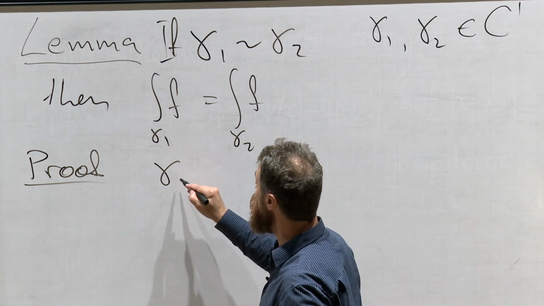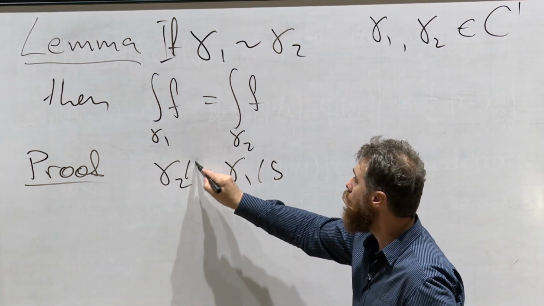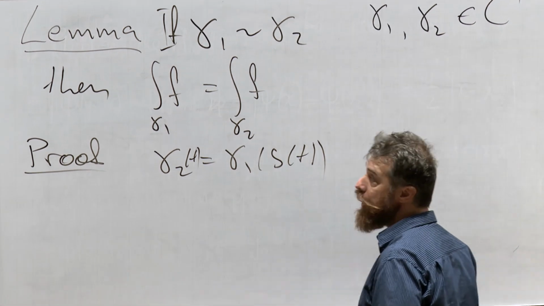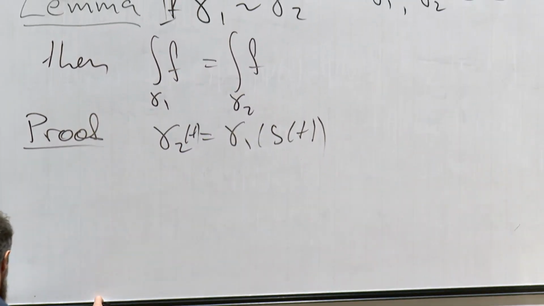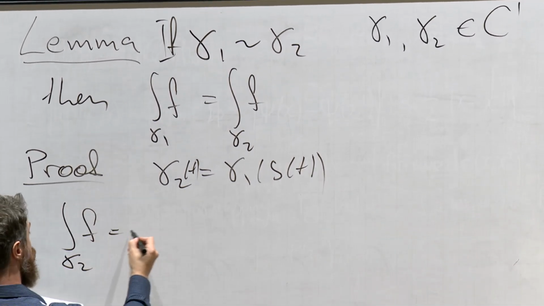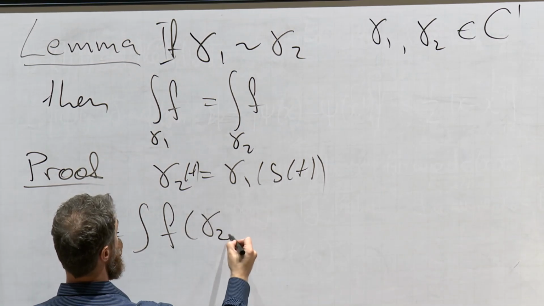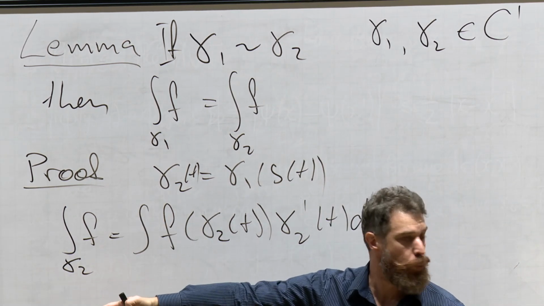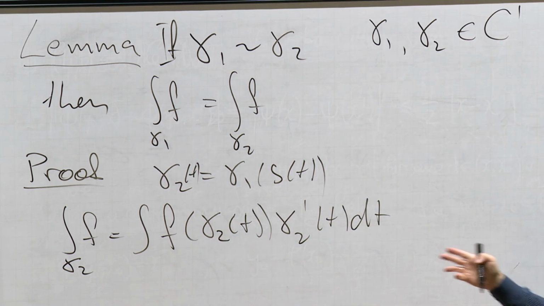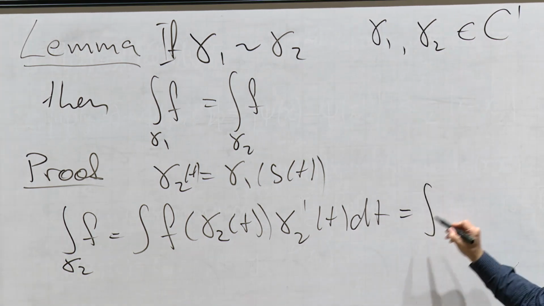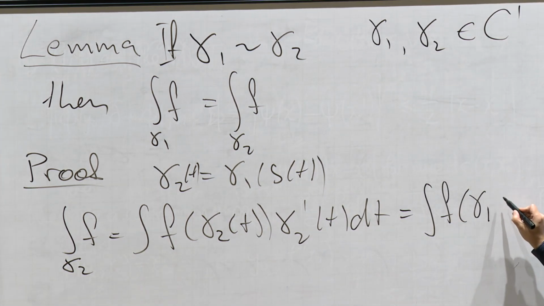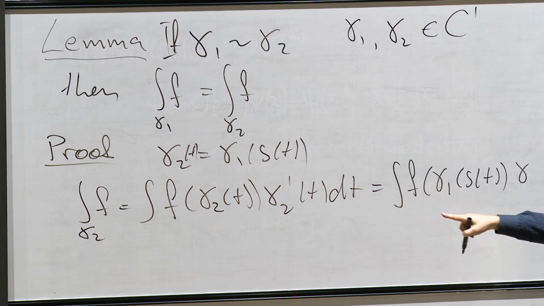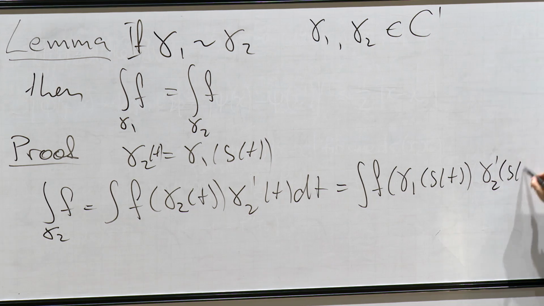So we just write that, say, gamma 2 is gamma 1 of s of t. So we write this change of variables, and then it becomes just a change of variables in integrals. So the integral along gamma 2 of f is the integral of f of gamma 2 of t gamma 2 prime of t dt with corresponding limits, whatever they are for gamma 2. And then since gamma 2 is this, we have the integral of f of gamma 1 of s of t. And then from this, we have that the derivative is this.